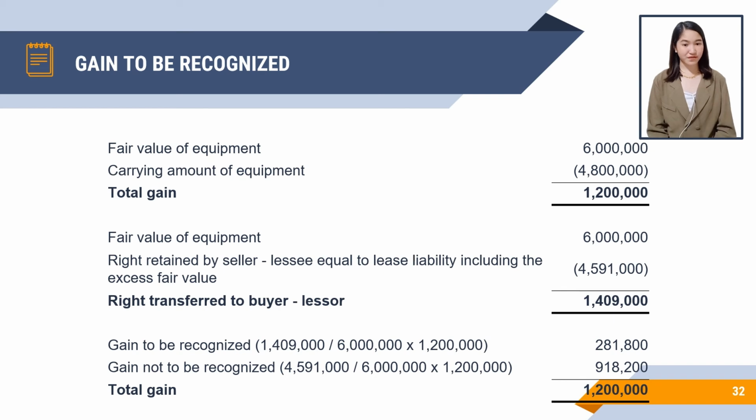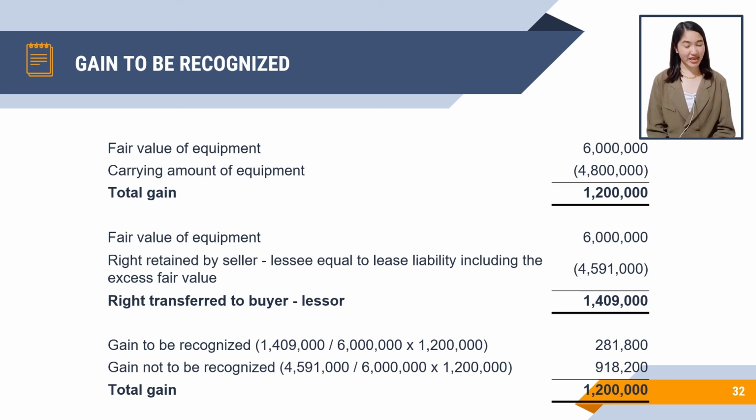So, FV stands for fair value ng equipment, which is 6 million, minus the RR, which is the right retained by seller lessee na equal siya dun sa lease liability, yung total. Kasi i-include natin yung excess fair value, which is 4,591,000 pesos. Then, yung difference nilang dalawa, yun na yung magiging pinaka-total na makuha natin na right transferred to buyer lessor, which is 1,409,000 pesos. So, di ba, ang pinaka-total gain natin, divided siya into 2 or nabe-breakdown siya into 2.